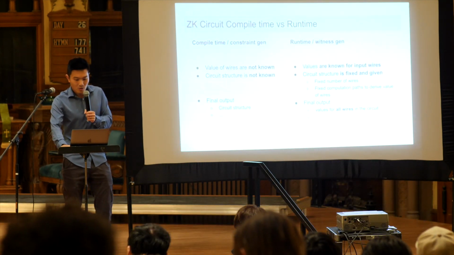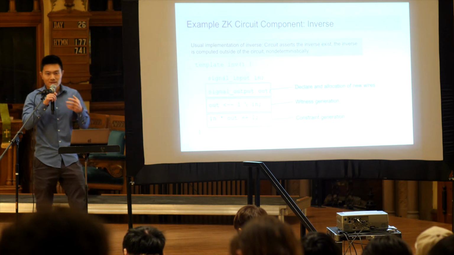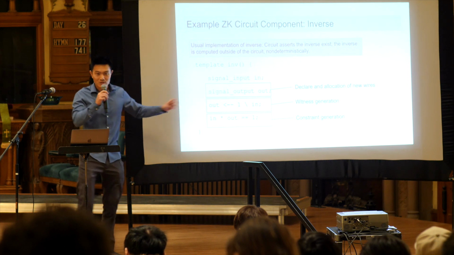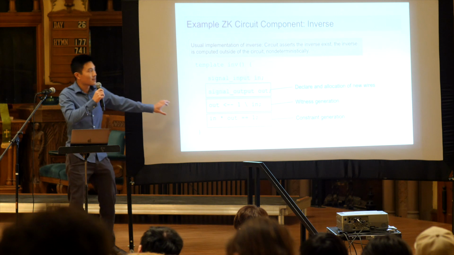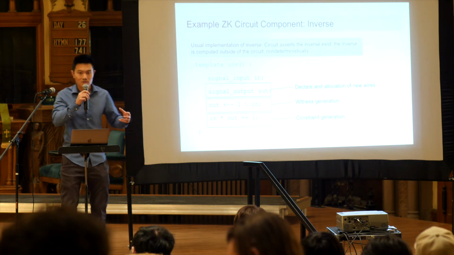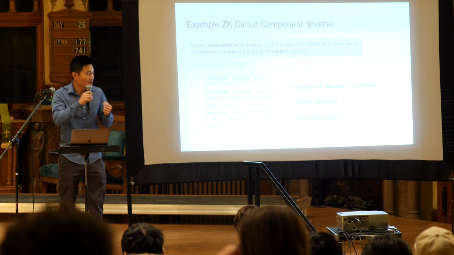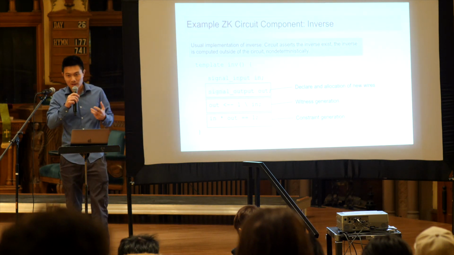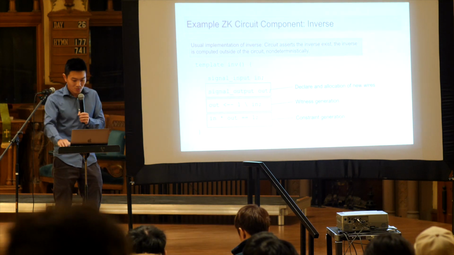If you go back to this example, the code actually appears in the same place, but semantically and logically speaking, these two pieces of code happen at two different times. You have this constraint generation code, which is parsed and processed during compilation to allocate the wires and wire them together so that they're properly constrained. But the witness generation code is run at a different time. During compilation, you just ignore it.